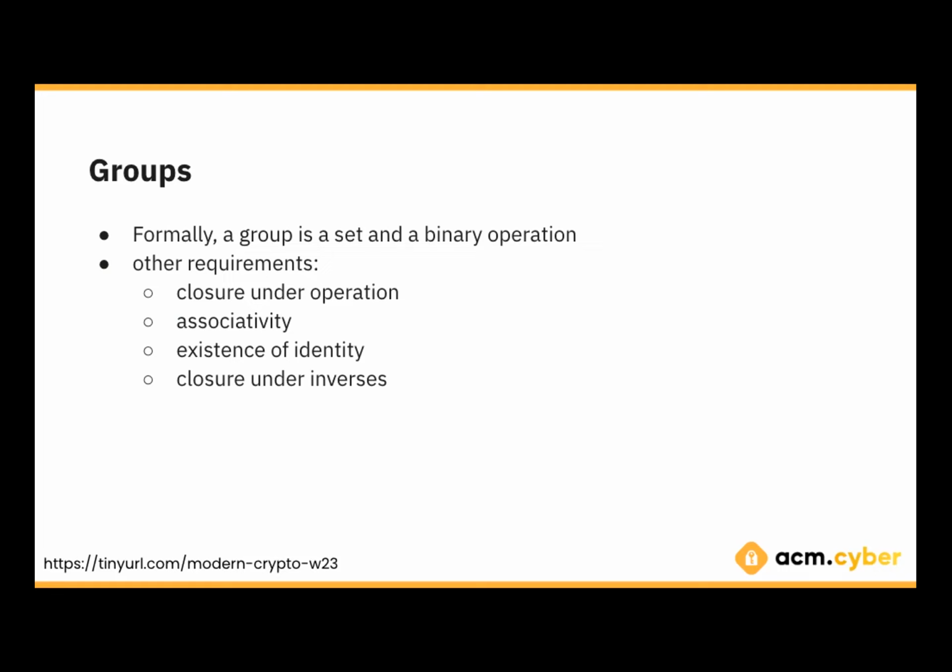And then the last thing is closure under inverses. So because we defined identity, there has to exist something in this set where if you take this element and then something that we call the inverse, you get the identity. So that always exists.